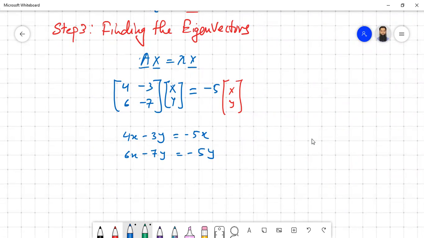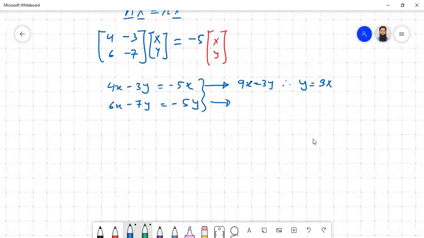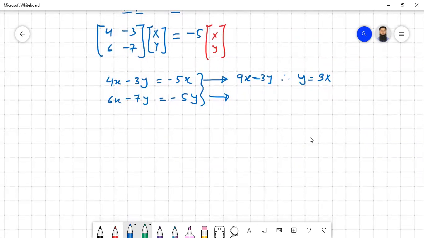Okay, so now if you try to solve this, if you take both on the same side, 9x should be equal to 3y. Okay, you can divide by 3. So actually y can be equal to 3x. This is one equation. And if you do the other one, it will also give you the same thing. Both of them give the same result. So if we take x equal to 1, then y will be 3. This is how you find the eigenvector for this one. So let us assume x equal to 1, then y equal to 3, and the eigenvector becomes 1, 3. Okay, so this is one.